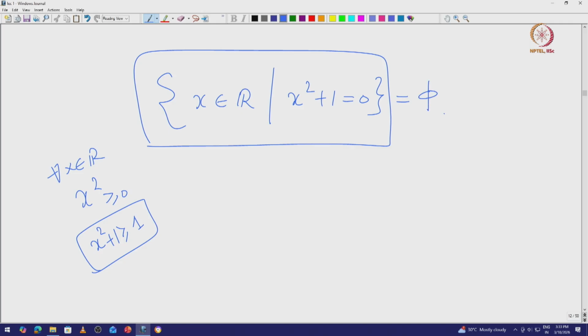This could very well happen, and most of the time in mathematics you will be expected to show that a set you are defining is indeed non-empty. That actually becomes a hard problem.